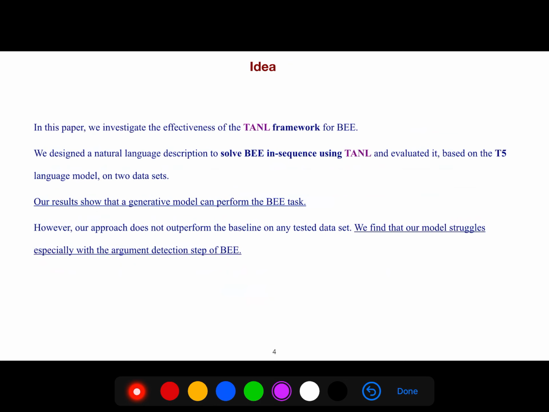So in this paper, we investigate the effectiveness of this framework for biomedical event extraction. We design a natural language description to solve biomedical event extraction in sequence using this framework, and evaluate it based on the T5 language model. Like the previous lecture, again we use the T5 language model. Our results show that a generative model can perform biomedical event extraction. However, our approach does not outperform the baseline on any test data set. We find that our model struggles, especially with the argument detection step.